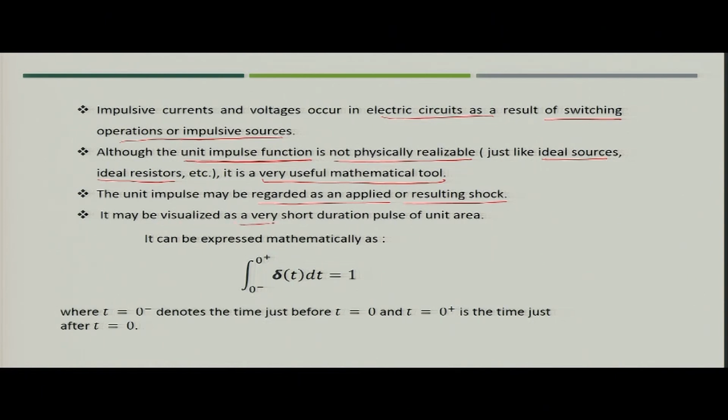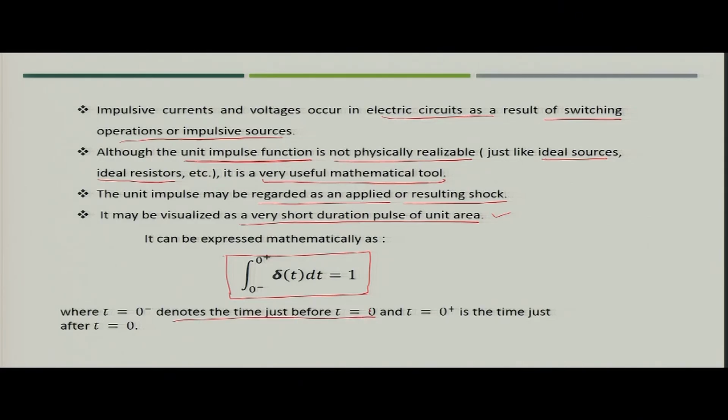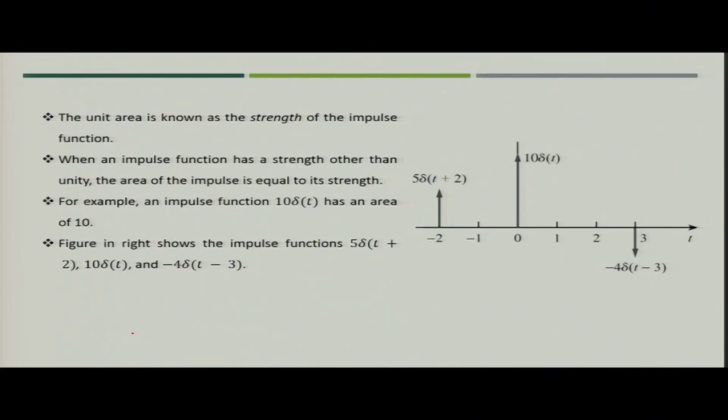Now, the unit impulse can be regarded as an applied or resulting shock into the circuit. It may be visualized as a very short duration pulse of unit area. So, mathematically how will you represent it? You will represent it as the integral from 0 minus to 0 plus of delta t dt equal to 1. This is how you will represent the unit impulse, or the Dirac delta function. Here, 0 minus denotes the time just before t equal to 0, and 0 plus is the time just after t equal to 0.